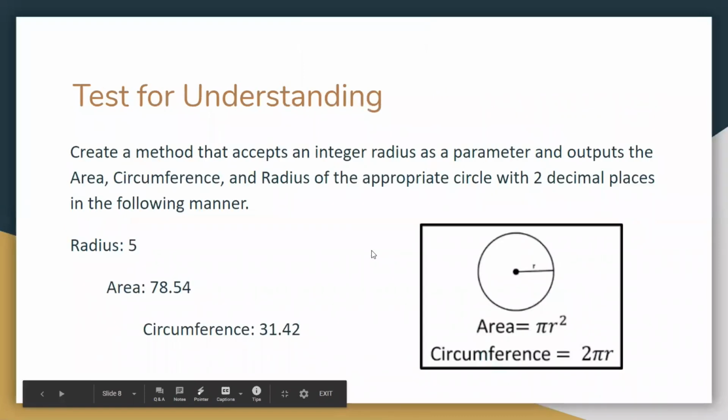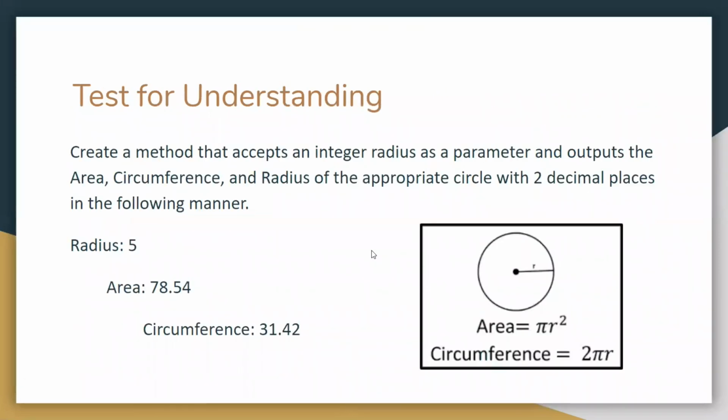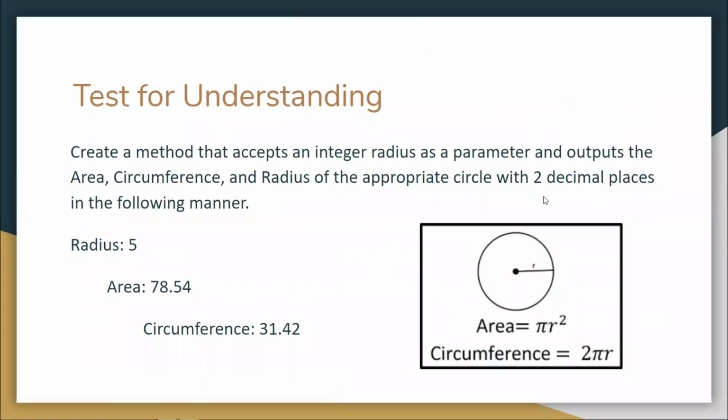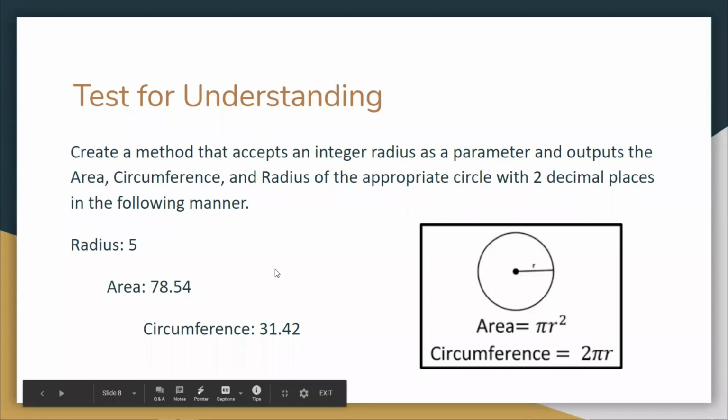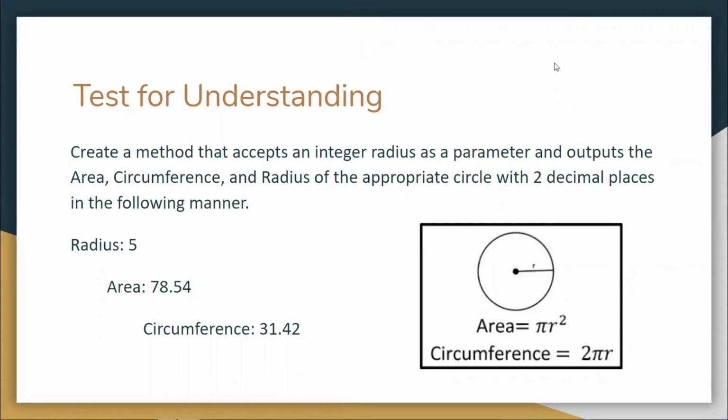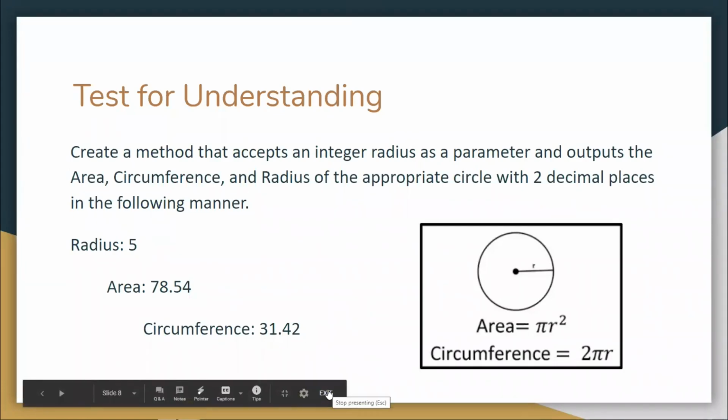So now I get to test you guys for your understanding. You can create a method that accepts an integer radius as a parameter and then outputs the area, circumference, and radius of the appropriate circle with 2 decimal places in the following format. You can start now, and I will do it alongside you, and if you finish, you can look at my solution, or look back to the video posted online on my Google Classroom afterwards.